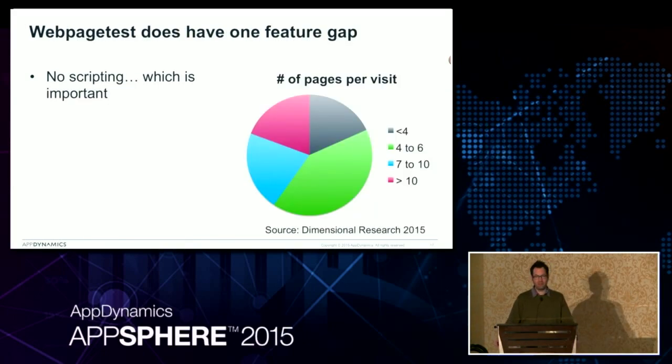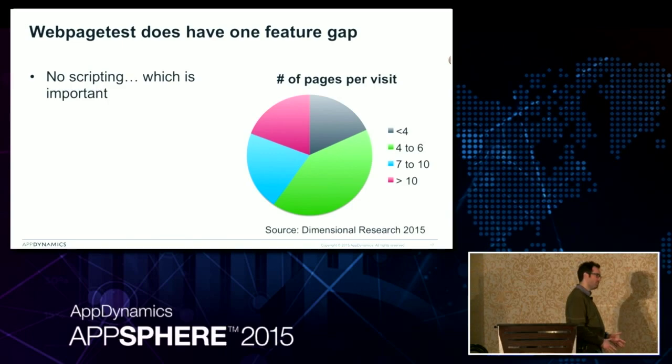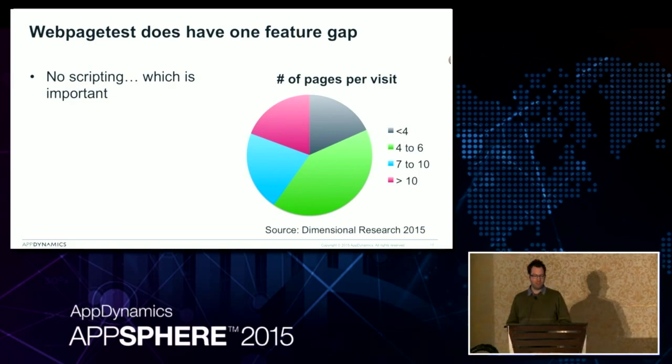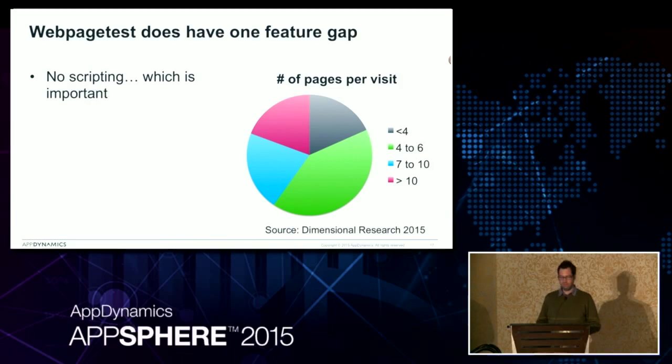Now, WebPageTest is not perfect. It does have one large feature gap, and that's scripting. Now, if you're familiar with the project, it does actually have a scripting engine in it. It's just not a very good one. Even the developer himself said he really wished that he could have time to integrate it with something like Selenium and write WebPageTest with Selenium. And we know that scripts are important to our customers. This is a survey we did with Dimensional Research, and we found that almost all customer visits to your websites are at least going to have 4 different pages that are looked at, possibly many more. So scripting, that's a must-have feature for Synthetic.